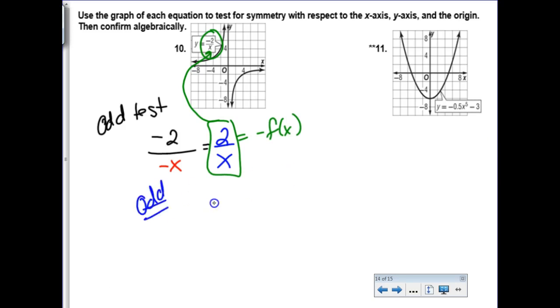Now, because it is odd, what type of symmetry does it have? You got to connect these two ideas. If it's odd, it has symmetry with respect to the origin.